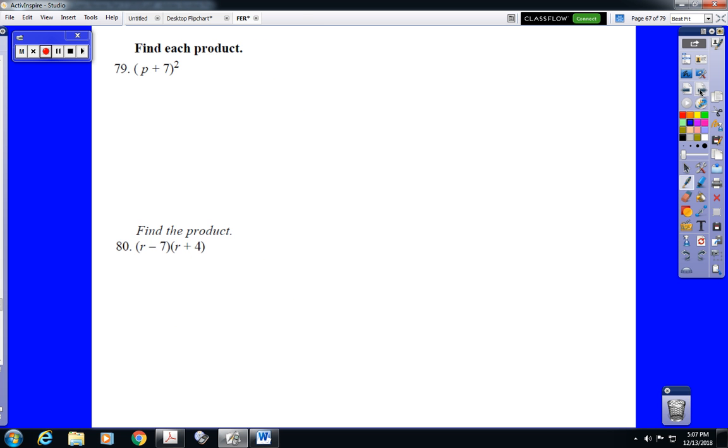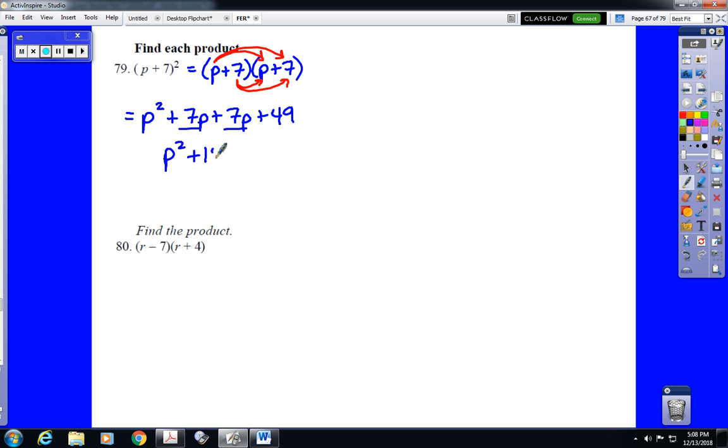And then the final problem on page 14 is p plus 7 to the 2nd power. Remember what that says. That says p plus 7 times p plus 7. So we showed several different methods for this in class, and it doesn't matter which one you use as long as you get it correct. Basically, this is a FOIL problem. We need to make sure that everything in the first set of parentheses multiplies everything in the second set of parentheses. So that would be p squared plus 7p plus 7p plus 49. Then we combine like terms to get p squared plus 14p plus 49 for our answer.